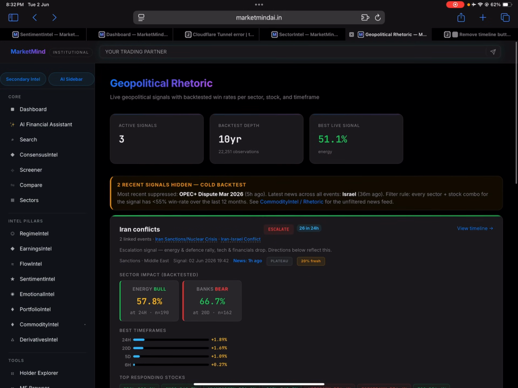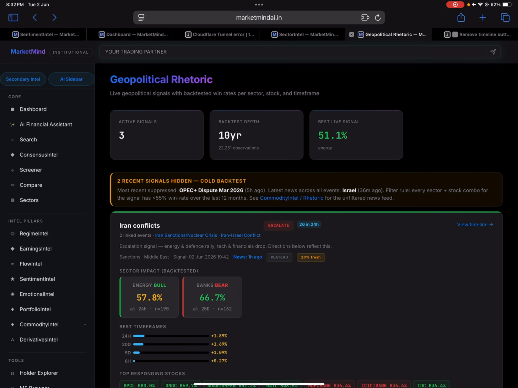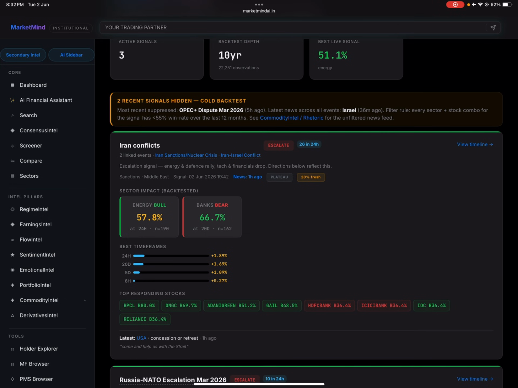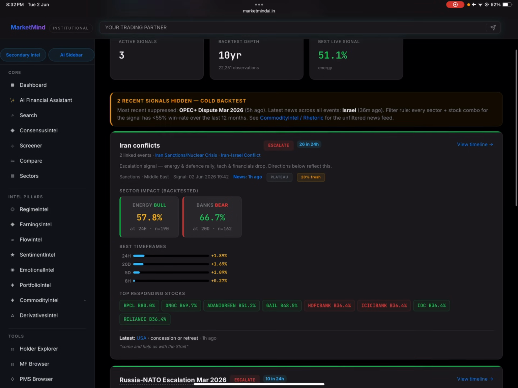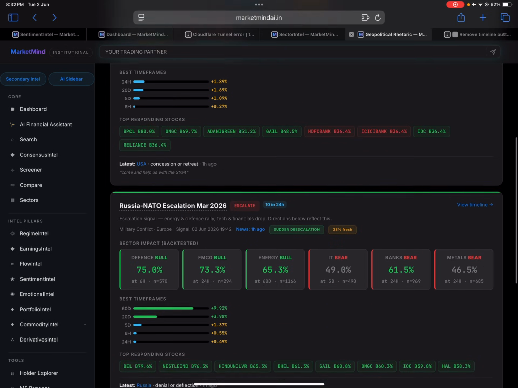So, moving on to the equity side geopolitical rhetoric. This is based on the same events, but it gives you sector and stock breakdowns on what we think is going to happen because of these events and live escalations, de-escalations, plateaus, etc. As you can see in the golden banner up here, two recent signals hit cold backtests. So we continuously rerun our backtests since these events usually happen and die out fast. So whenever we see that any strategies are less than 55% win rate, we simply exclude them completely from this equity side of things.